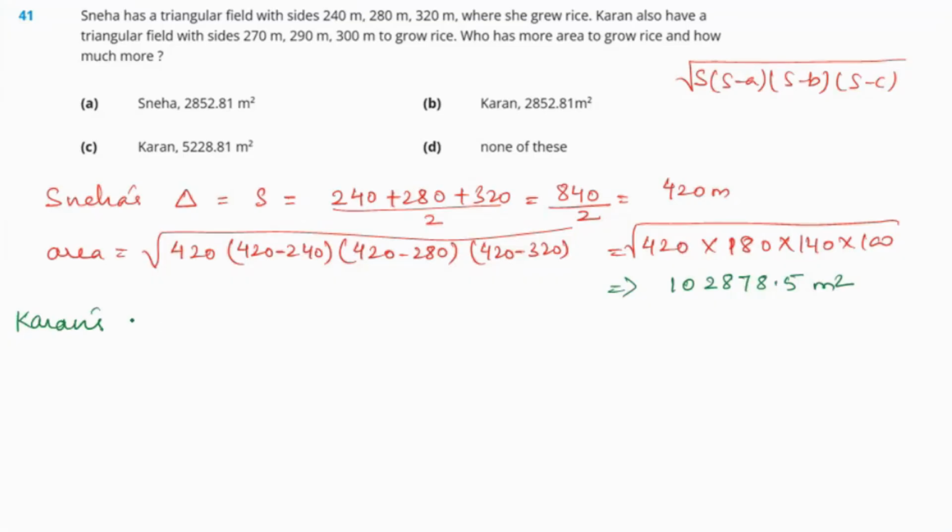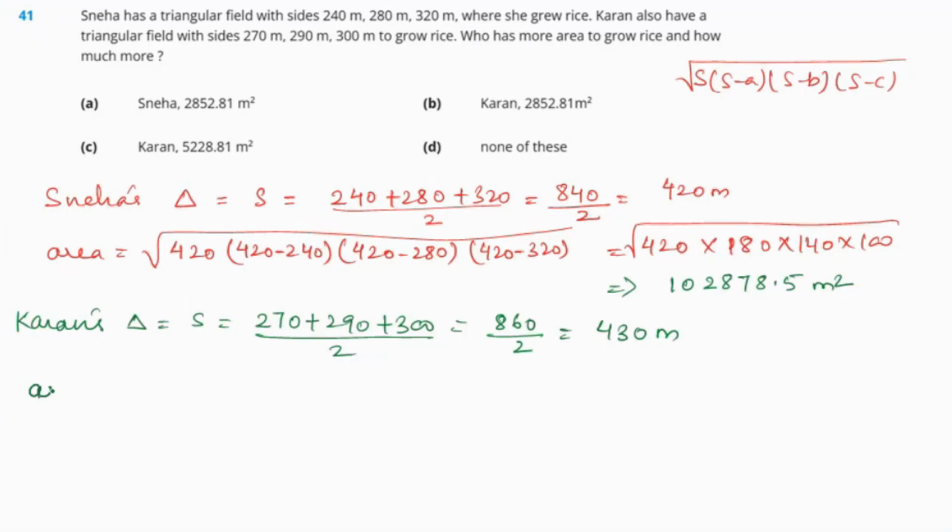Okay, so for here also first we will try to figure out the semi-perimeter. That is gonna be 270 plus 290 plus 300, by 2 we need to do. And when we are going to do this, we will be getting 860 by 2, and here we are going to get 430 meters.